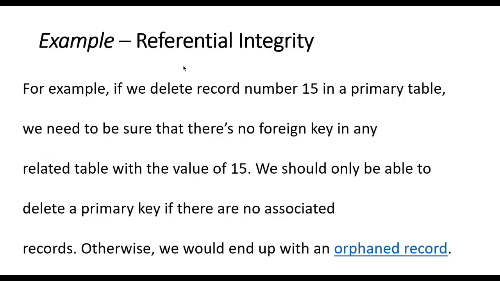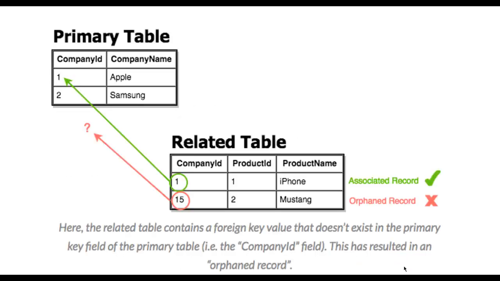Let's do an example of referential integrity. For example, if we delete a record, let's say record number 15 in the primary table, we need to be sure that there's no foreign key in any related table with a value of 15. We should only be able to delete a primary key if there are no associated records. Otherwise, we would end up with an orphan record. Let's see an example of it.